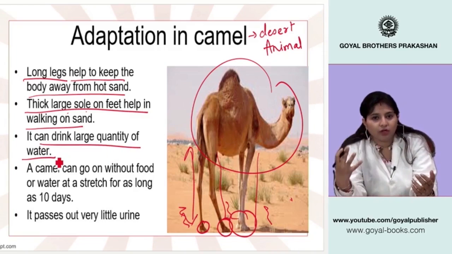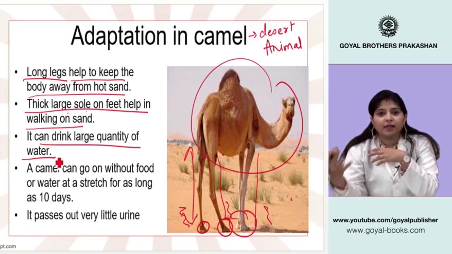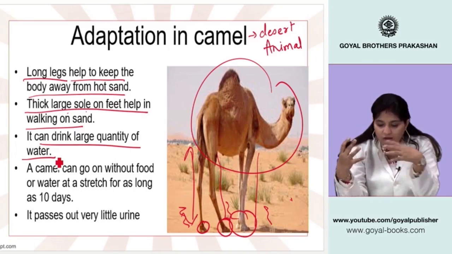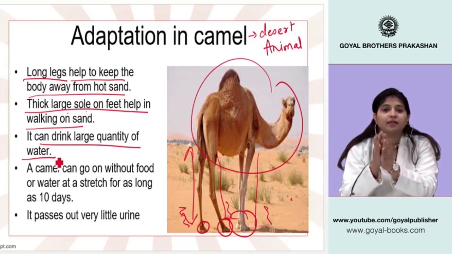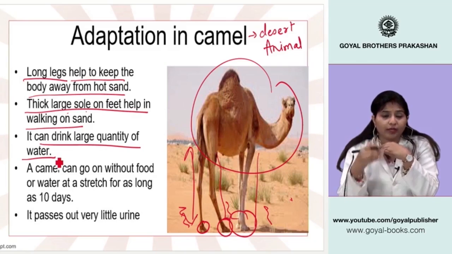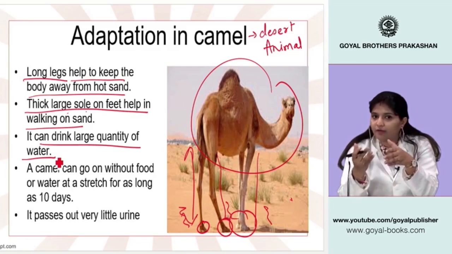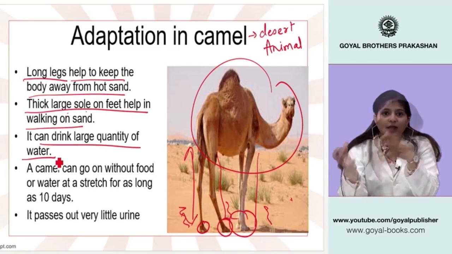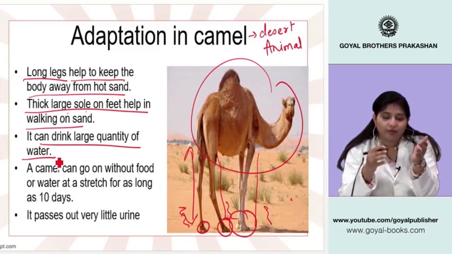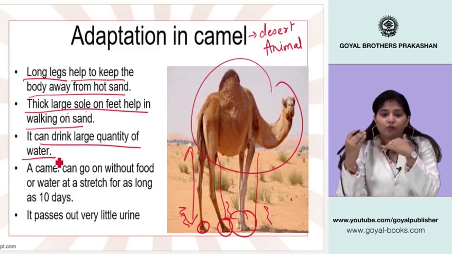Then it can drink a large quantity of water. Water is scarce, but whenever it reaches an area which has water, say a pond or a lake, it has the capacity to drink a huge amount of water in one go. The camel can drink so much water. Why does it do so? Because whenever water is available, it will drink a lot and store it in the body. So we see that in one go the camel can drink a large quantity of water.